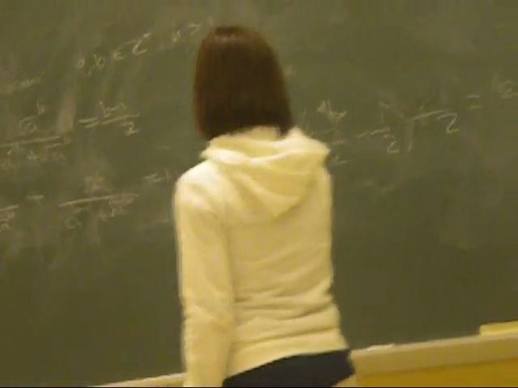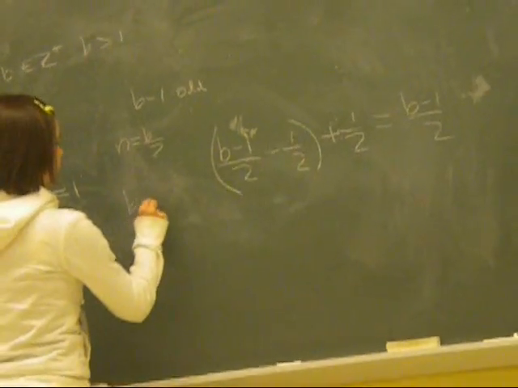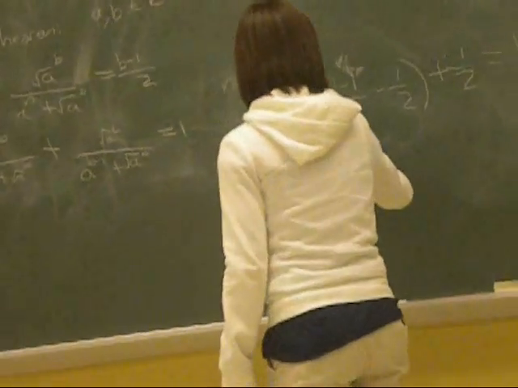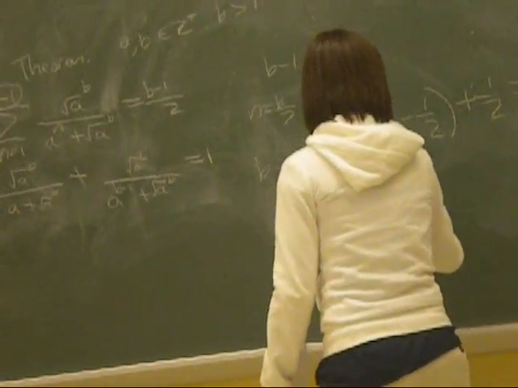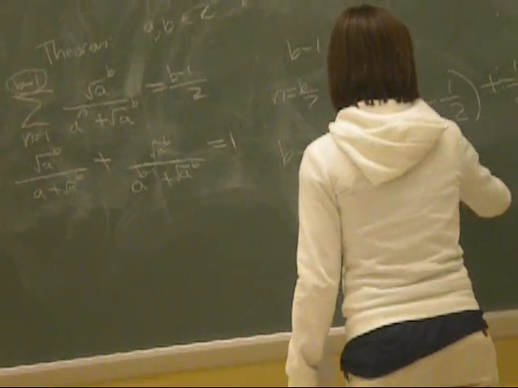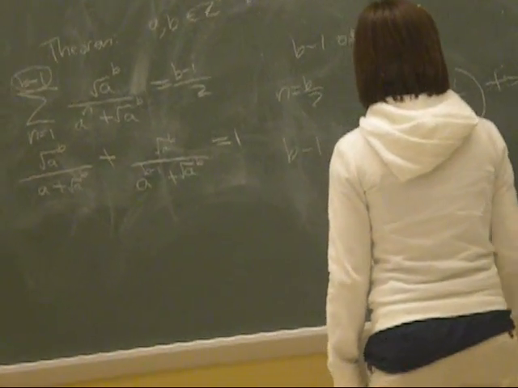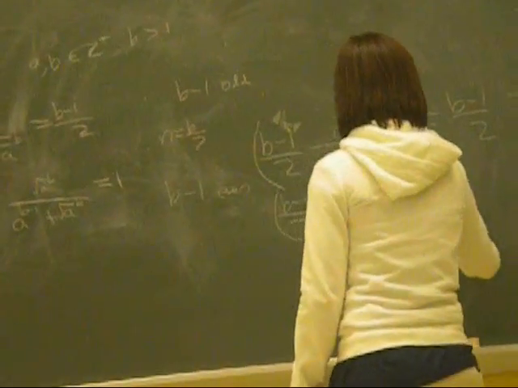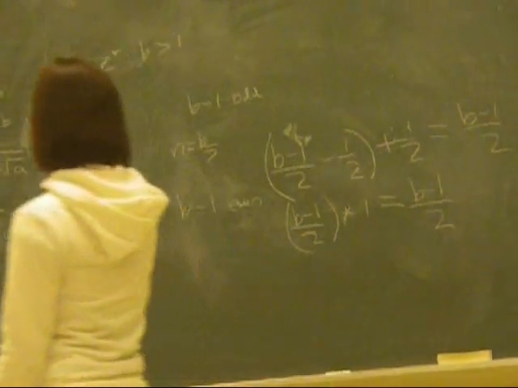Now, if b minus 1 is even, well, we're just going to have b minus 1 over 2 of these terms that equal 1. So we multiply by 1, and we get b minus 1 over 2, which is the theorem.